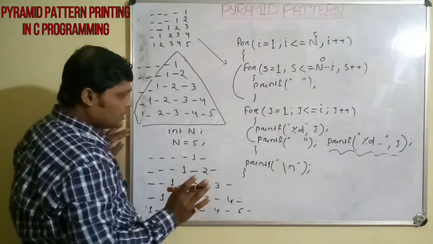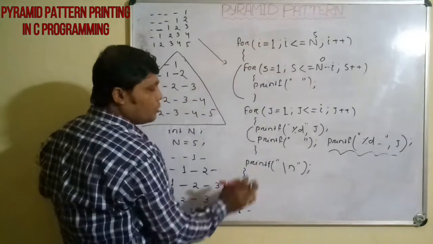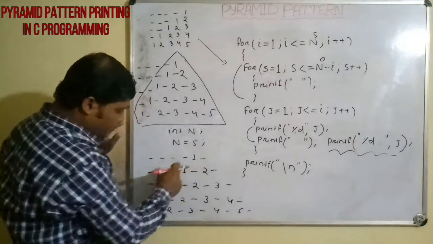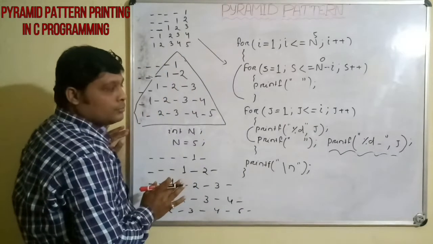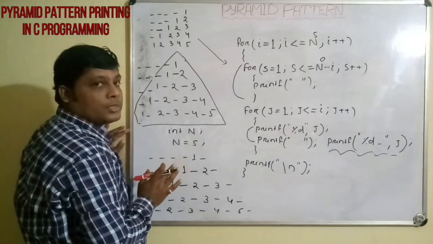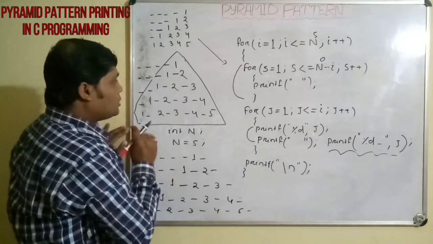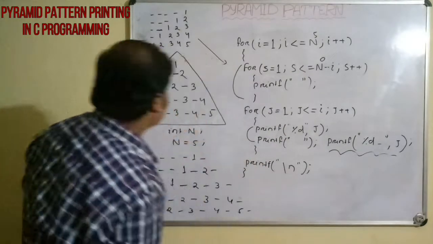Clear? Now see, when I value will be 6, it will go out of I loop also. So it will print this structure. You got it? This is very simple logic. Now see, another pattern.